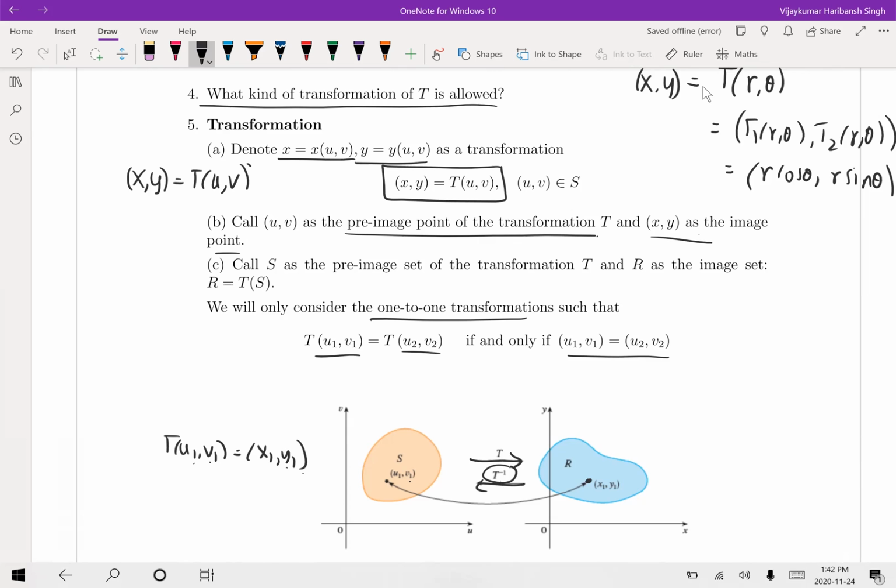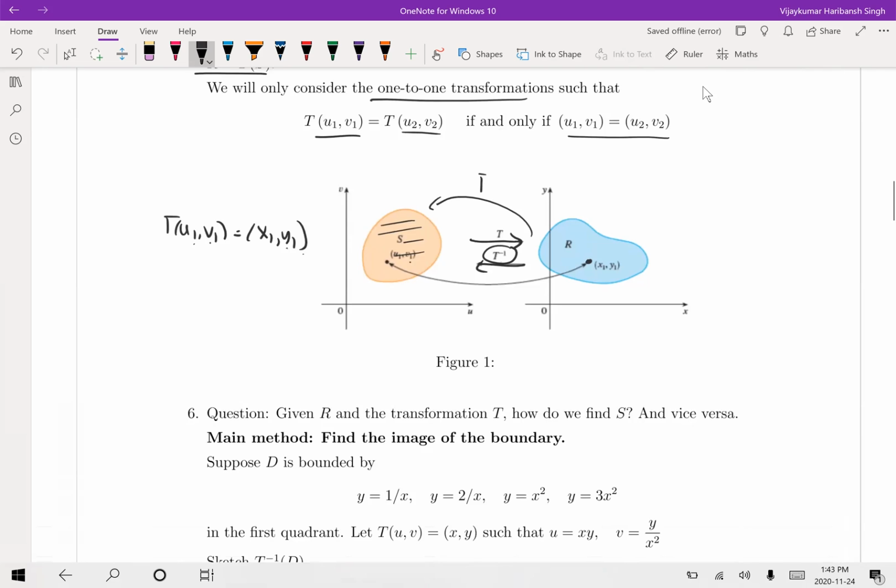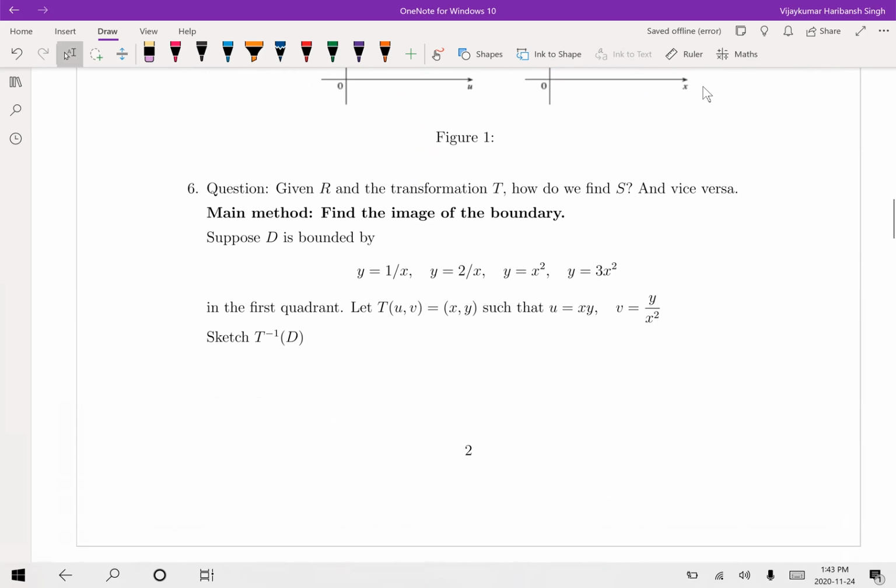So let's call S the pre-image set. S is a pre-image set because pre-image means going back under T, and R is the image set. So we have R equals T of S. Again, what kind of transformations are we allowing? We are allowing transformations which are 1-1, and they have to be differentiable as well, but that is not the discussion much. We'll come to that in a moment. So now, given R and T, the question is, how do we find S?